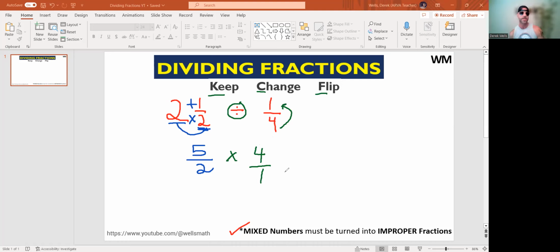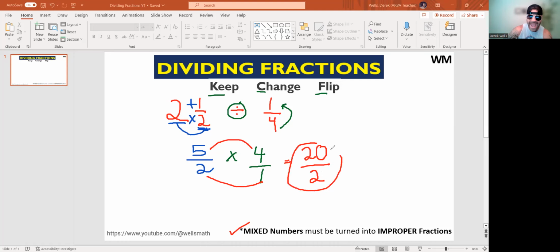So take a look at what we did here. First step, change the mixed number into an improper fraction, and then do keep, change, flip. Remember, multiplying fractions, super duper easy. We're going to multiply the top numbers, our numerators, so you get 20. And we will multiply the bottom numbers, our denominators. 2 times 1 is 2. Once again, we're ending up with an improper fraction for our answer, 20/2.